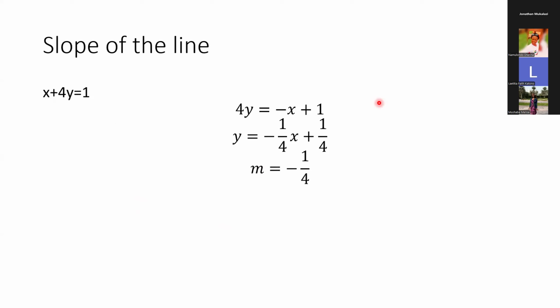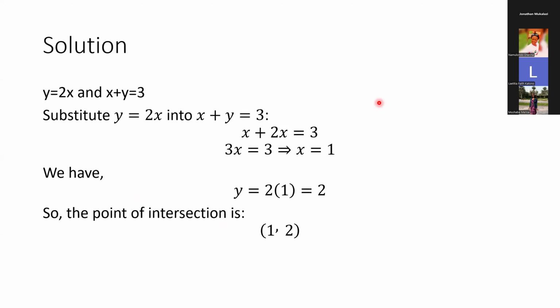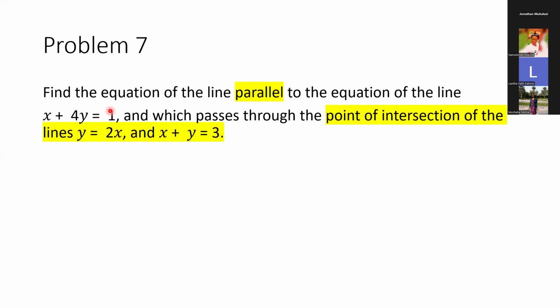Let me go back to the question a bit. They also said that since these lines are parallel, the gradient of this line is going to be the same as the gradient of the line we want to find. So we are just going to manipulate this to look like the form where you have m, the gradient, so that we know the gradient of the line we want to find.